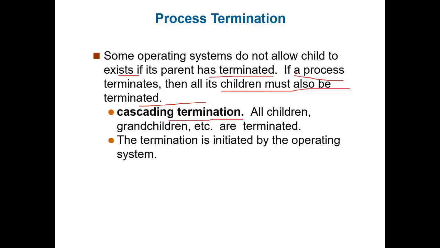What is cascading termination? All children, grandchildren, etc. are terminated. When a parent process is created, children of that process can be created, and children of those children can also be created, that is, grandchildren. So when the parent process is terminating, all its children and grandchildren have to be terminated. The termination is initiated by the operating system. All this termination will be done by the operating system.